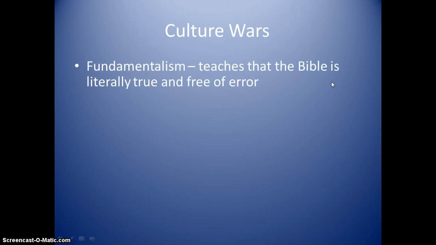Okay, so culture wars. At this time, the people that were leading the charge against alcohol were typically women's groups and Christian groups, and they were fundamentalists. They believed that the Bible is literally true and free of error. There was a lot of debate at the time about how man became man, basically whether or not it was creation or evolution.